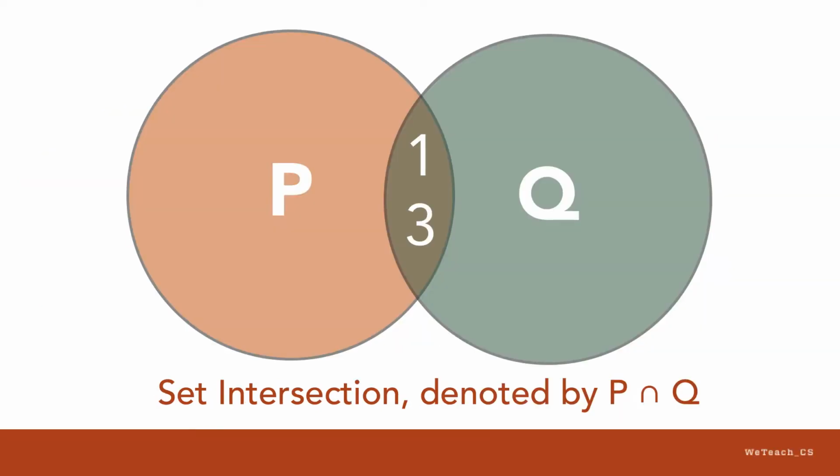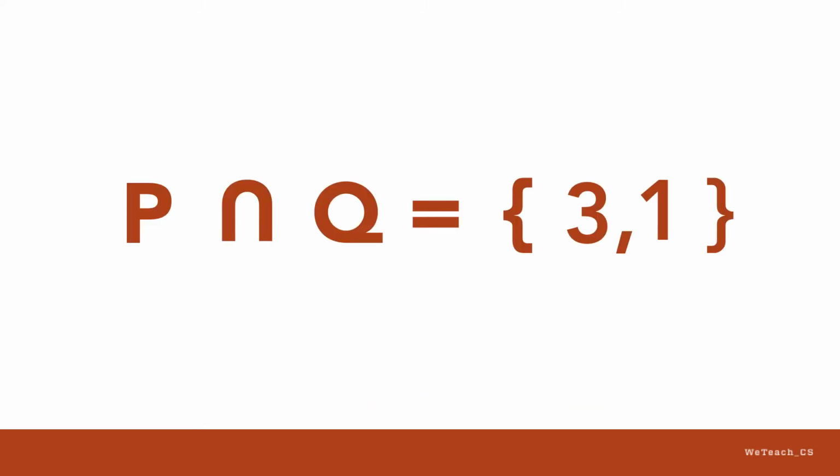The result of P intersection Q is the common numbers, which are 1 and 3. Here is how we display the answer in text. Even though 1 and 3 are common in both sets, we only write each once.